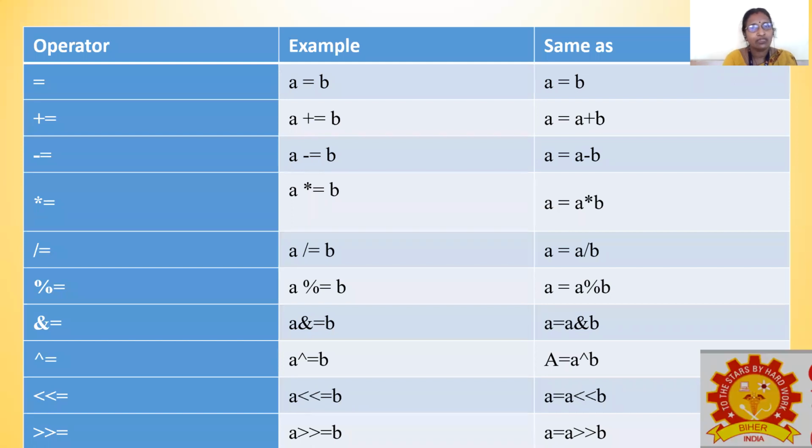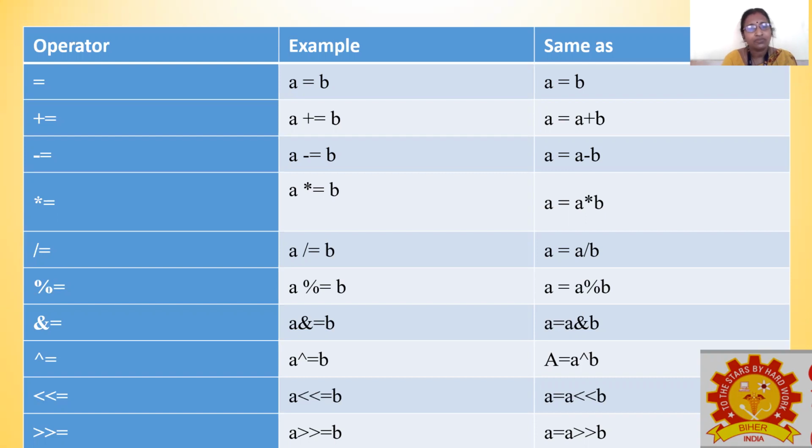Consider, for example, the equal operator: A = B is the same as A = B. Plus equal: A += B means A = A + B. Minus equal: A -= B is A = A - B. Star equal: A *= B is read as A = A * B. Division equal: A /= B is A = A / B. Modulus equal: A %= B is A = A % B. And equal: A &= B is interpreted as A = A & B, that is bitwise operator. Next, XOR: A ^= B is A = A ^ B.